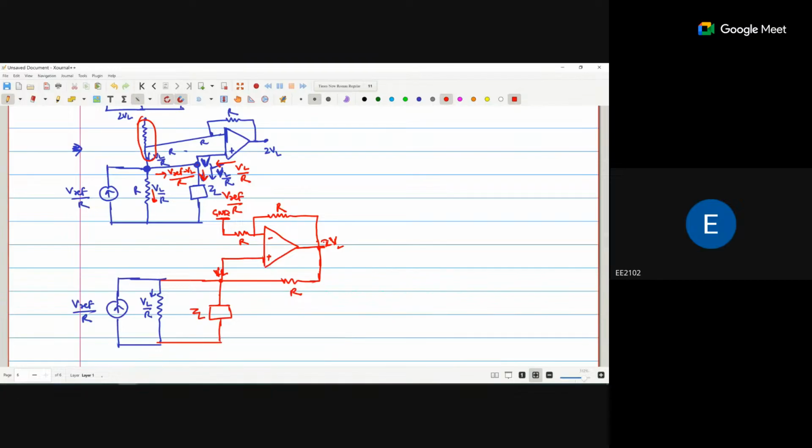Okay. So VL by R is here. So the current that is passing is Vref minus VL by R. Okay. From here we are getting the VL by R current. So in this branch the current is Vref by R. Understood the concept? So what should we do? In place of this one, I connect a VL by R at this point.